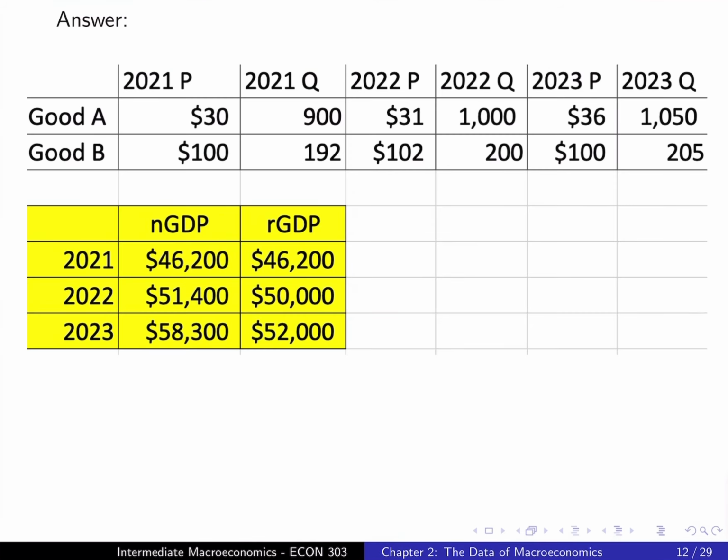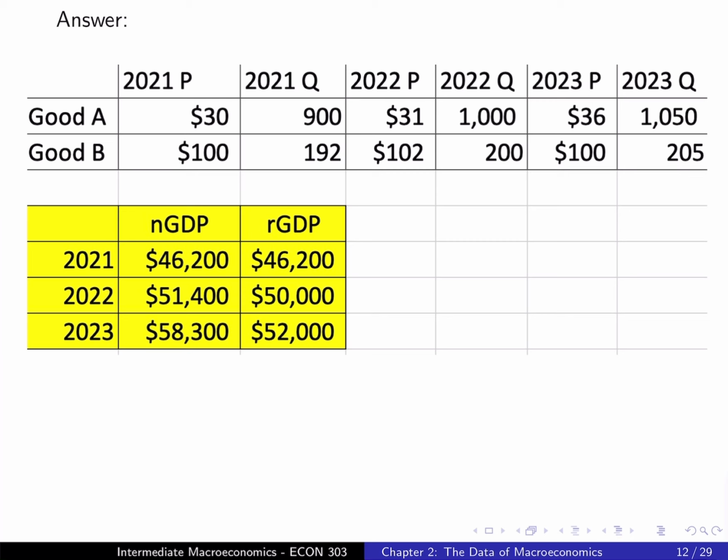Let's walk through how we compute the values in the GDP table for each year using 2021 as the base year. Nominal GDP is calculated using the prices and quantities from the same year. Let's compute nominal GDP for year 2022 as an example. So you take $31 times 1,000 plus $102 times 200, that equals $51,400.